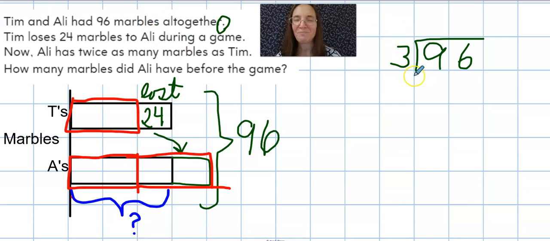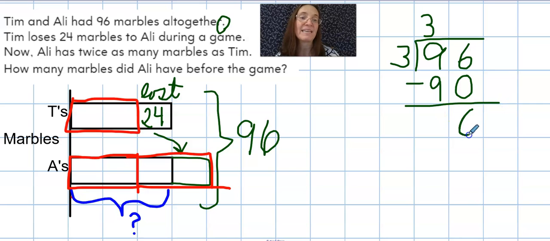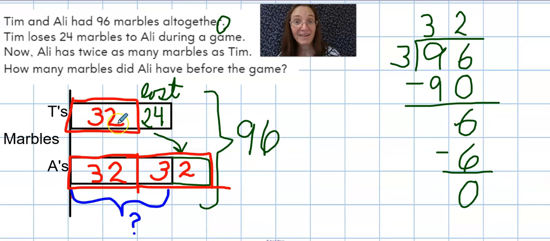I'm going to start by dividing the tens place. 3 times 3 equals 9 tens. All right, so in each of these red boxes, we will have at least 30 marbles. If I take those away, I'm left with 6. Let me divide these single ones. 3 times 2 equals 6. And so that tells me that every single one of those boxes has 32 marbles in it. So now I know that each one of these red boxes has 32.